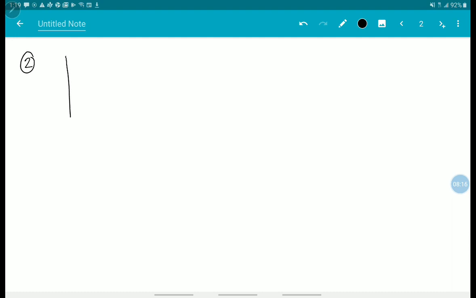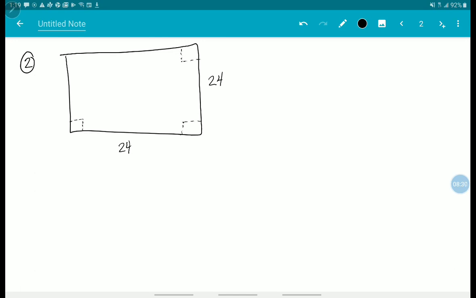I like to start by drawing a picture. So here's our square. This is 24 inches by 24 inches. And we are cutting out corners. So we're going to cut these 4 corners out. And that will allow us to fold up this side, this side, this side, and this side, and we'll be able to create a box. Now, we don't know how big of a corner we want to cut out, so we're just going to call it X.